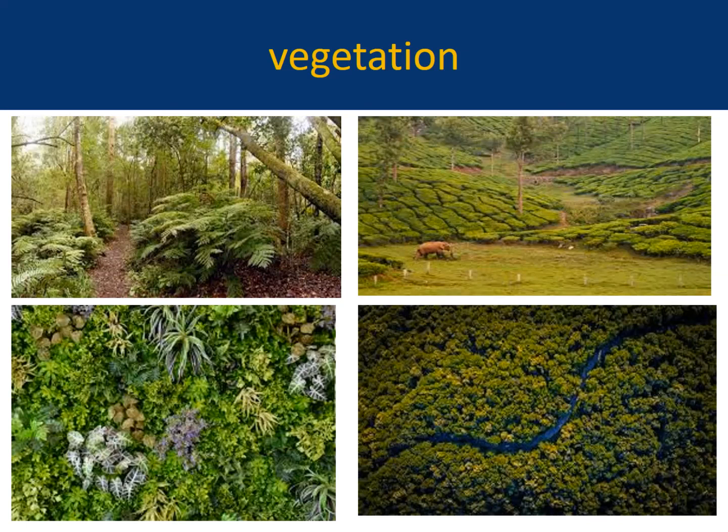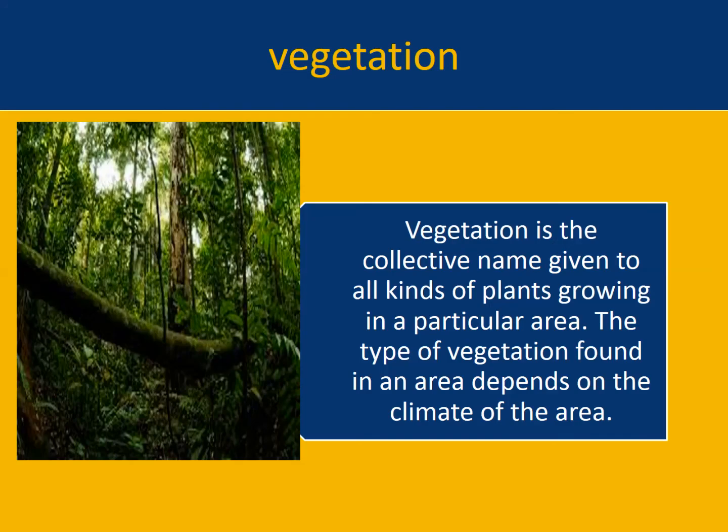Let's see the vegetation. Vegetation is the collective name given to all kinds of plants growing in a particular area. The type of vegetation found in an area depends on the climate of the area. So it depends on what type of climate, what type of zones.